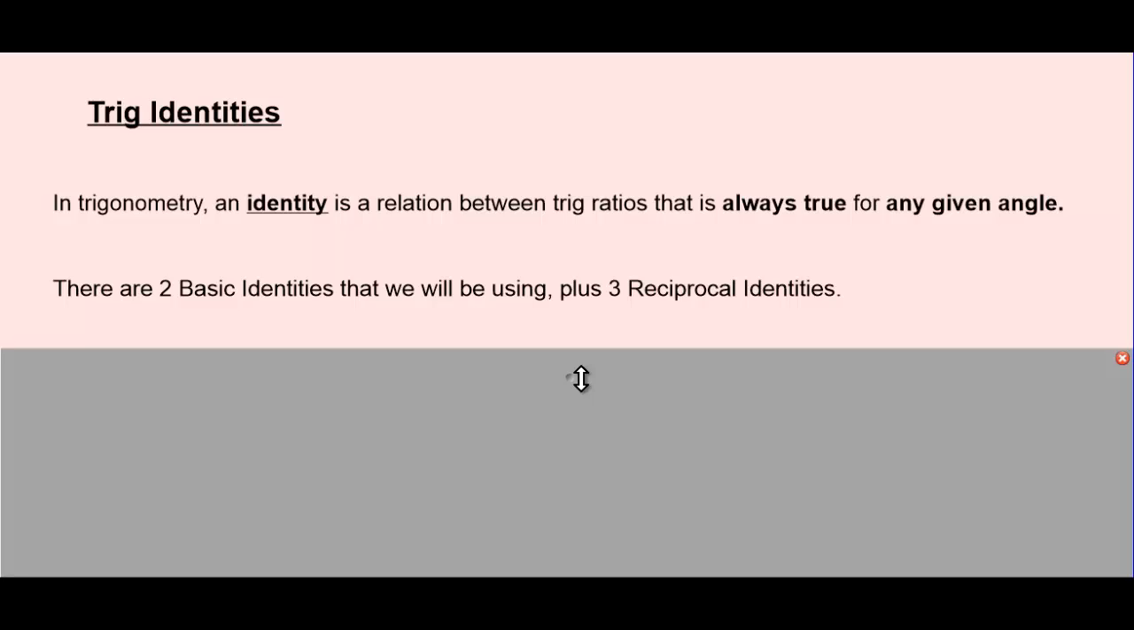We're going to be asked to prove that certain identities are true. In order to do that, we're going to use two basic identities as well as three reciprocal identities and use those as tools to help us prove that an identity is indeed true. To start, we're going to need to figure out what these two basic identities are.